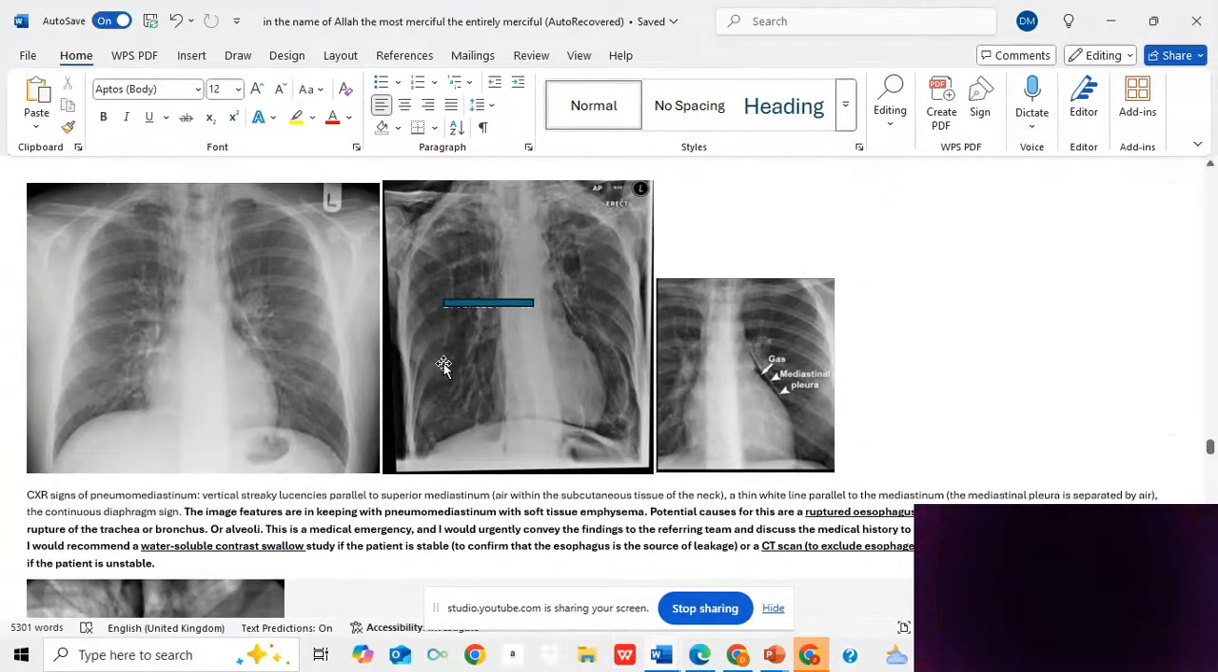The last sign on chest X-ray to spot pneumomediastinum is the continuous diaphragm sign. Okay, so if you go with the diaphragm like this, it will end here in this part. It may be seen here, but it will end here. So the continuous diaphragm sign like this is another sign that there is air here between the diaphragm and the mediastinum. Okay.